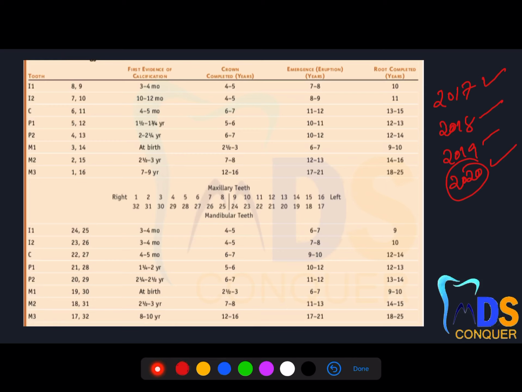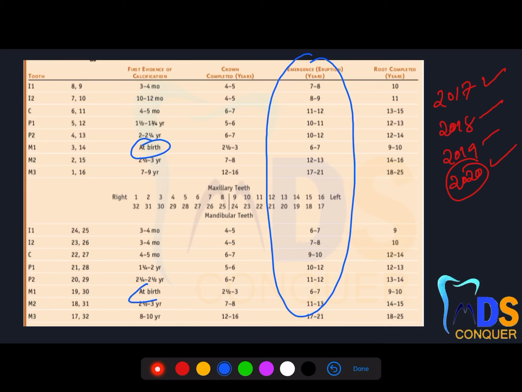And the most important thing that you have to make a note of is the eruption numbers. Eruption numbers are most commonly asked. Sometimes they can ask you at birth. Please do make a note of this, at birth.